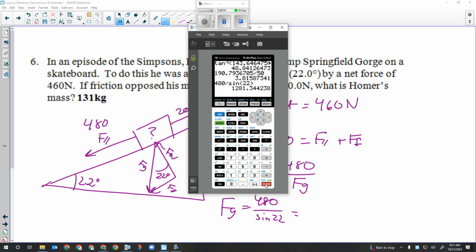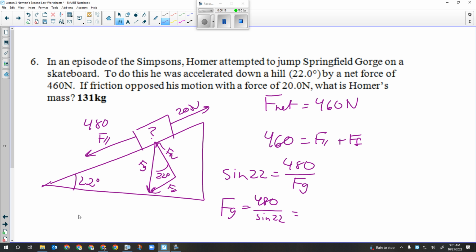We're going to divide that now by 9.81 to get his mass. And his mass is 131 kilograms. That's 287 pounds. Okay, not unreasonable for Homer if he's gone on some sort of diet where he didn't eat pork rinds for a while or something. Everybody okay with how that one worked?